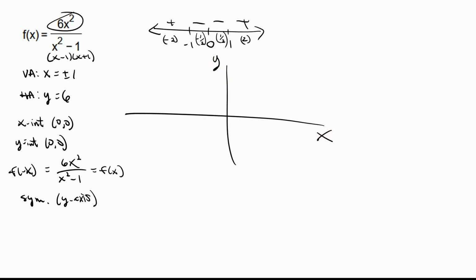All right, let's see. So we had two vertical asymptotes, x equal to -1, x equal to 1, and then y equal to 6 way up there. I'll just put it here. It touches down at the origin.